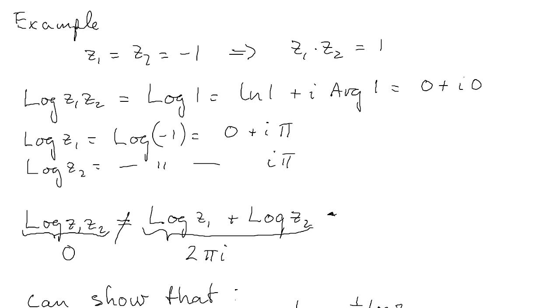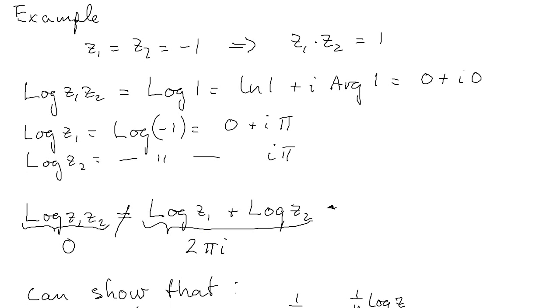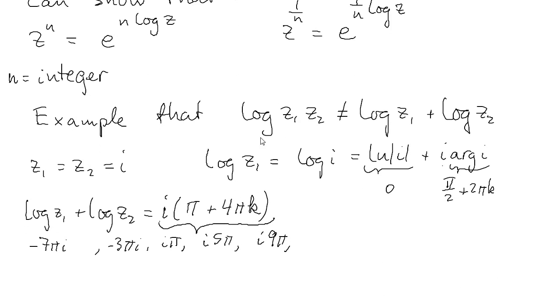What about the more general logarithm, with not capital L but small l? Let's take an example of this. If we have z1 equal to z2 equal to i, then the logarithm of z1 is equal to the logarithm of i, which is equal to, using the general formula, the logarithm of the absolute value of i, which is 1. The logarithm of 1 is 0, and the argument of i is pi over 2 plus 2 pi k. Because we don't have a unique value in this case, we have a multiple valued argument.